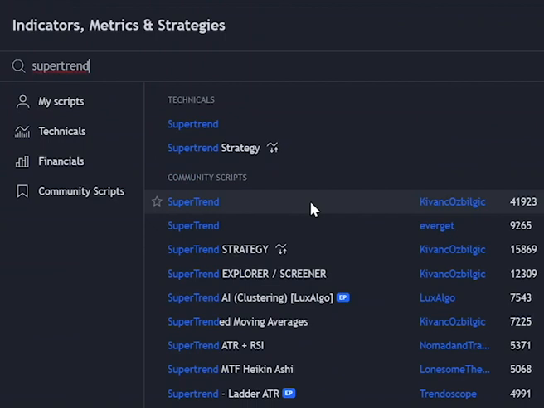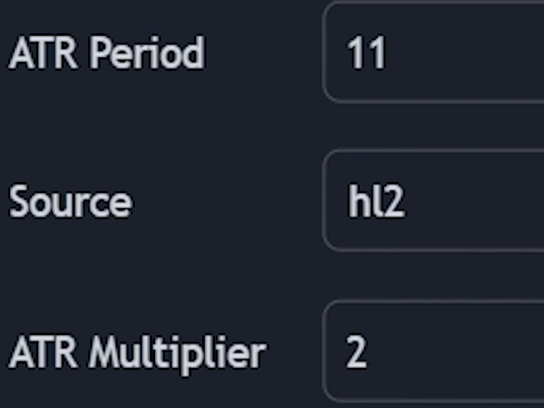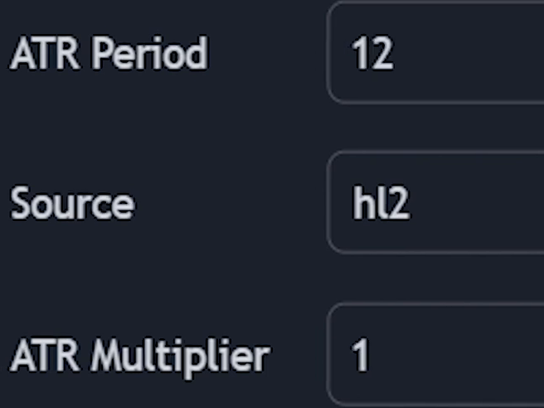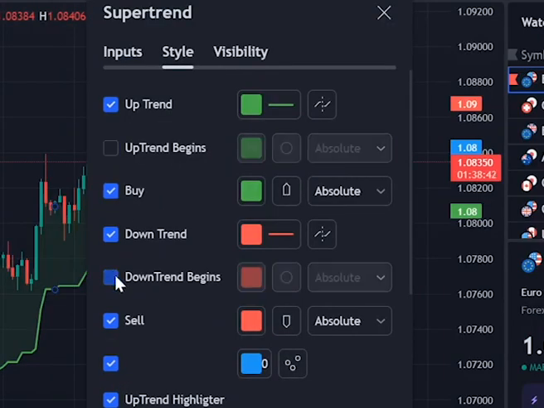The second strategy is about using 3 super trends at the same time. This time, select this super trend. You will need one with ATR period 10 and multiplier 3, the second one with 11 and 2, and the last one with 12 and 1. You also need to turn off the buy and sell signals, turn off the highlighters, and the start of the trend.